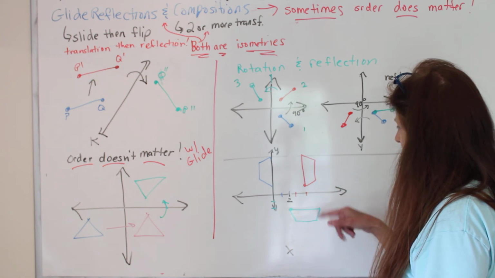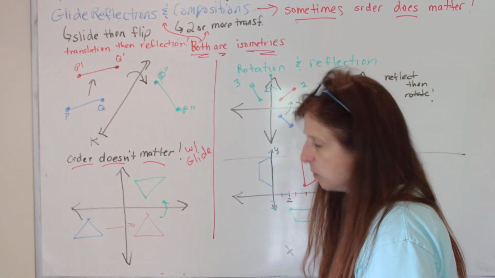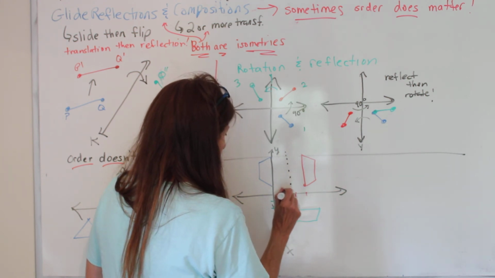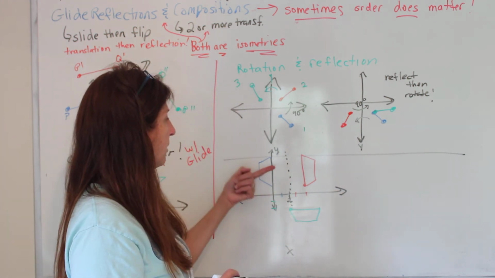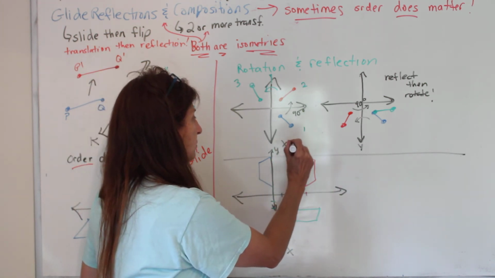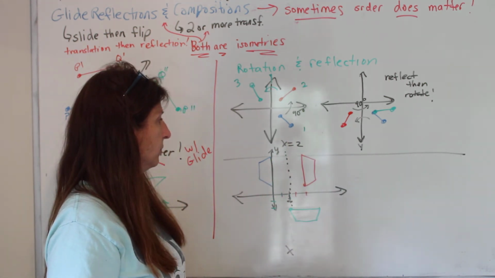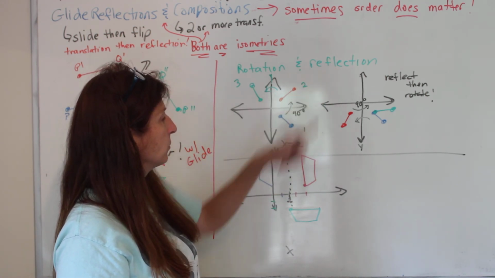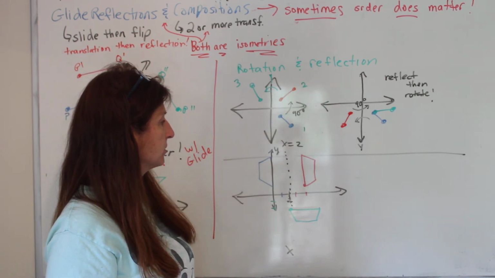I need another color and I only got 4. Well, we'll just have to make do. We'll make it a dotted line. Okay, so what it got flipped over was the line x equals 2. So our first thing we did was a reflection over x equals 2.